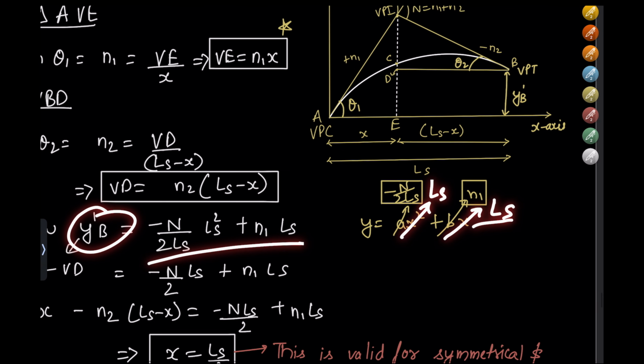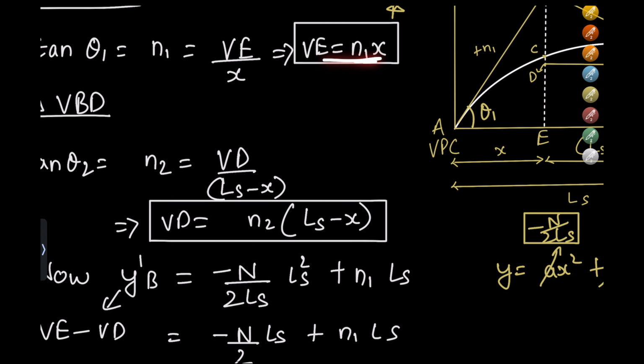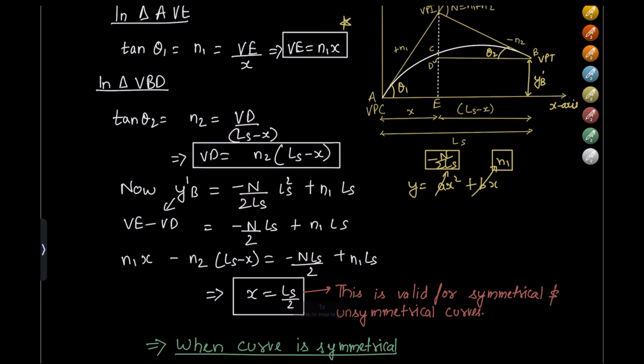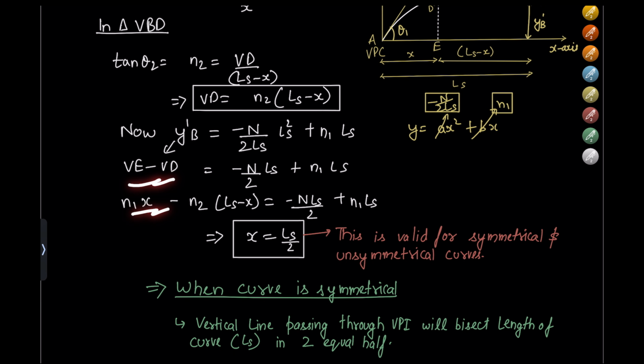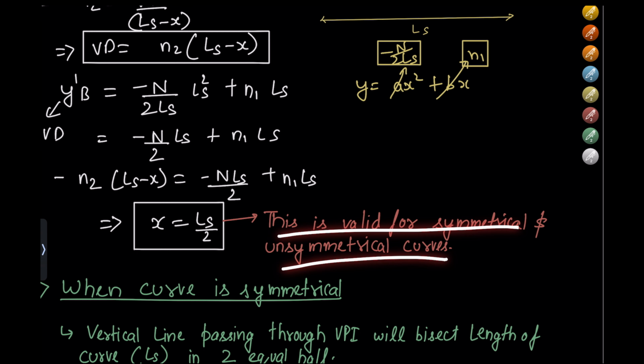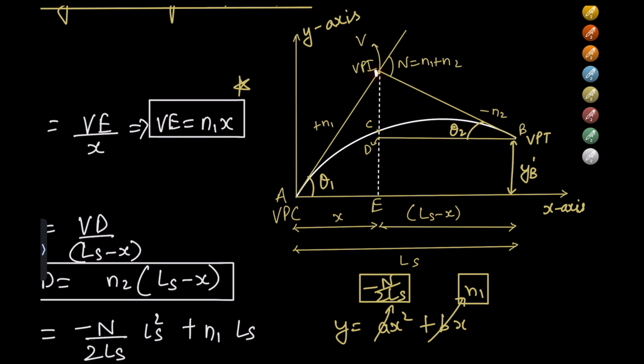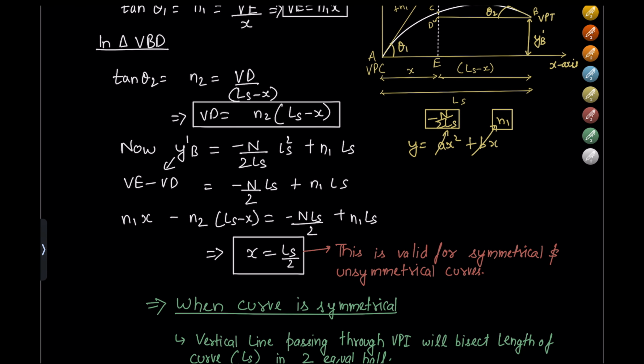Y dash b can also be written as the difference of VE minus BD. So this value minus this would give us y dash b. We'll input that value here, and after simplifying it, we'll get x is equal to ls by 2. This means that this is valid for a symmetrical and unsymmetrical curve as well. As x is equal to L by 2, the vertical point of intersection will be reached, or we can indirectly say that the vertical point of intersection will be bisecting the whole curve into two sections of equal distance, right?